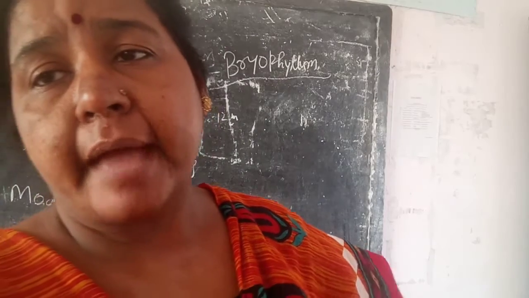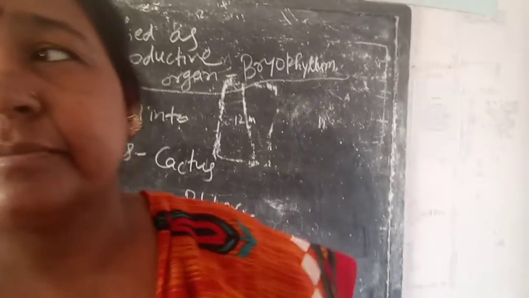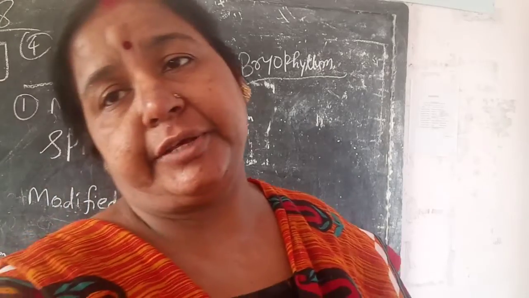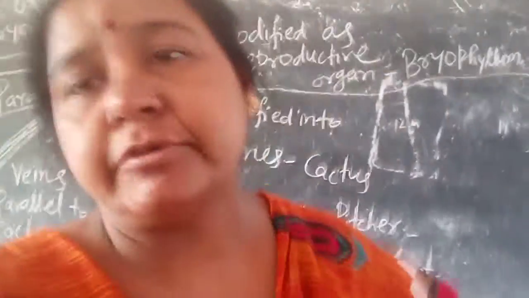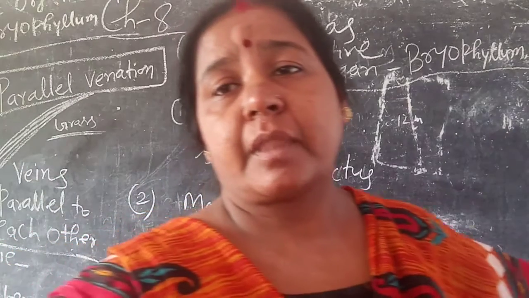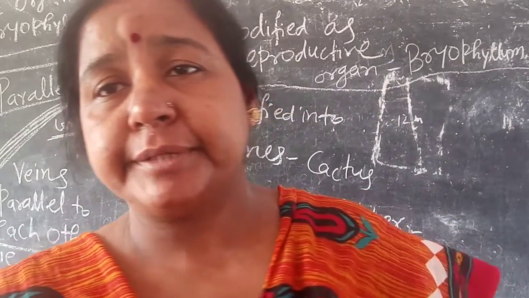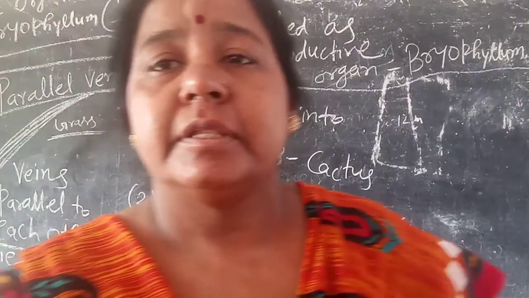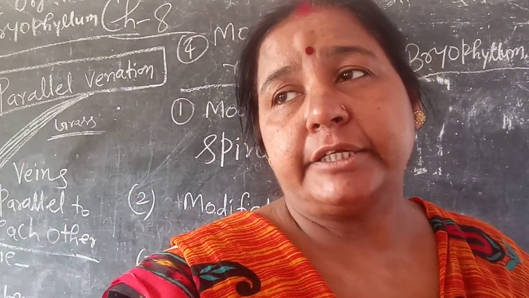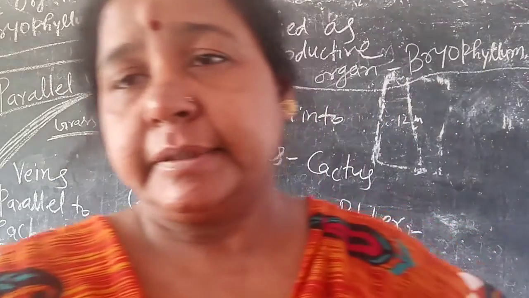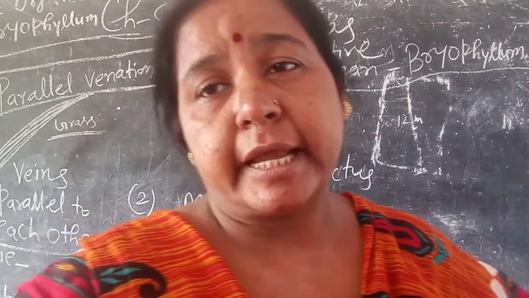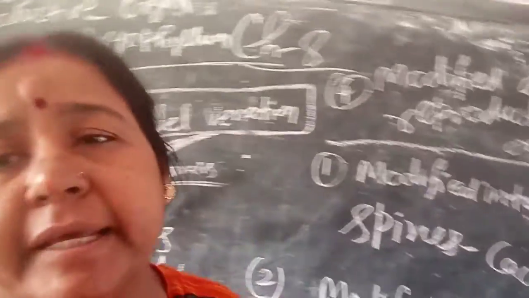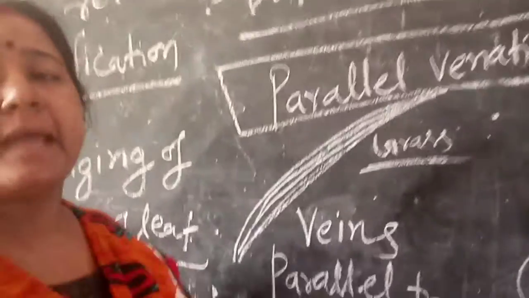Today, we have to read about the pattern of veins and modification of leaf. Last day, we have read about the structure of leaves. Now, the arrangement of veins. If the veins are arranged in parallel lines, that is, veins are parallel to each other, then that is called parallel venation.